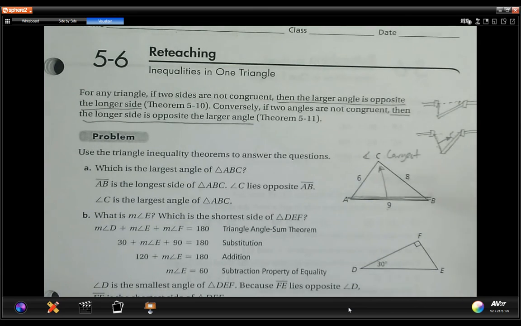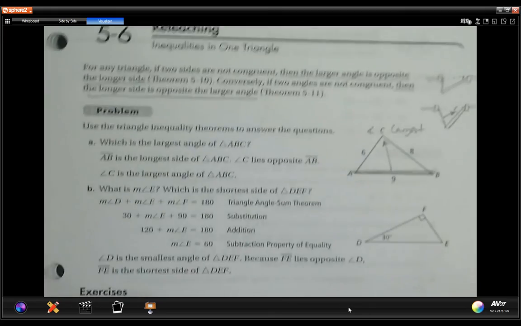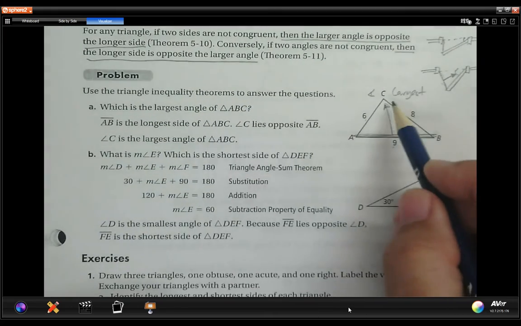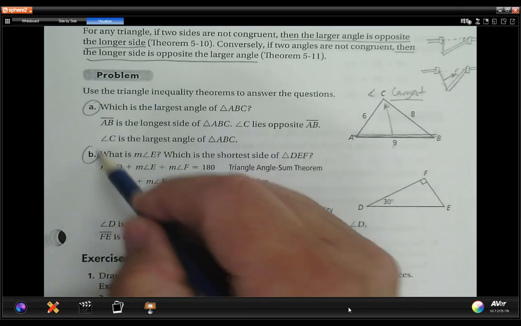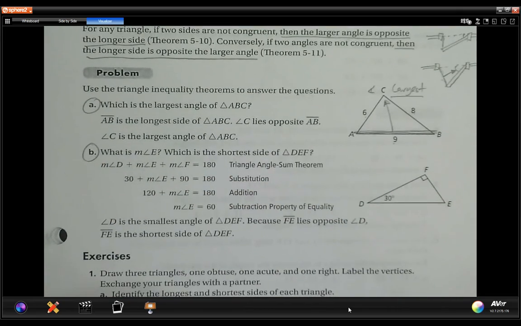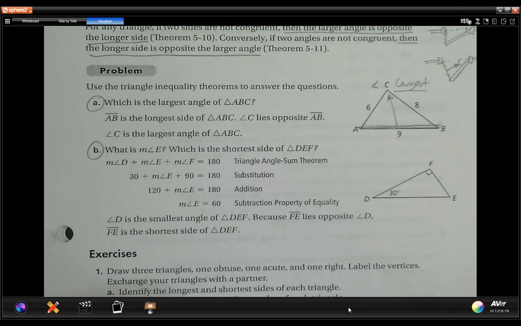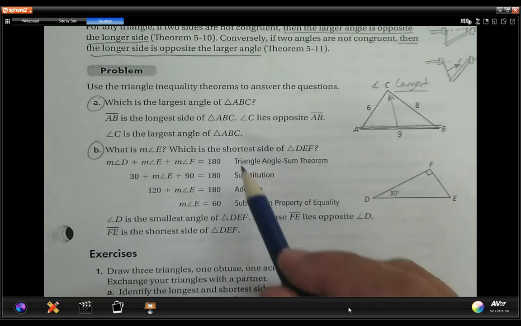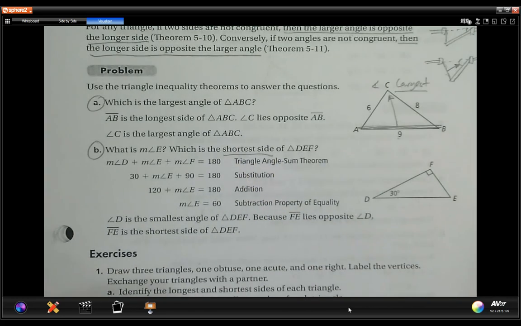Well, the same exact thing is true if you're given the angles. You can try to figure out sides. So this is the answer here to the first one, to part A. Let's look at part B. It says, what is the measure of angle E and what is the shortest side of DEF? So now we're looking for a side. We're not looking for an angle.